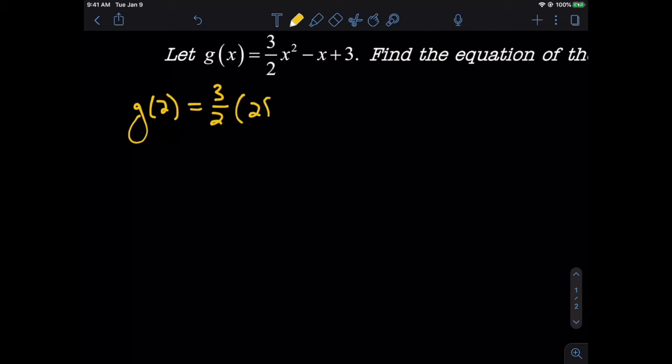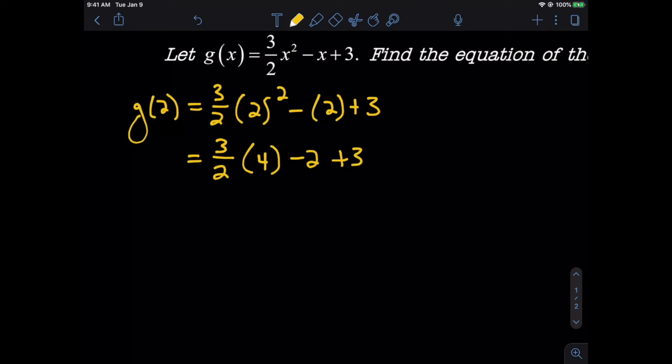This time you can follow your intuition. You have an equation to plug into, so we're just going to replace x with 2 in g of x and do the calculations out. So we get 3 halves, 2 squared is equal to 4, and then we can drop the parentheses here and just have minus 2 plus 3. 4 divided by 2 is 2, times 3 is 6, then we have minus 2 plus 3. 6 minus 2 is 4, plus 3 gives us 7 for g of 2.